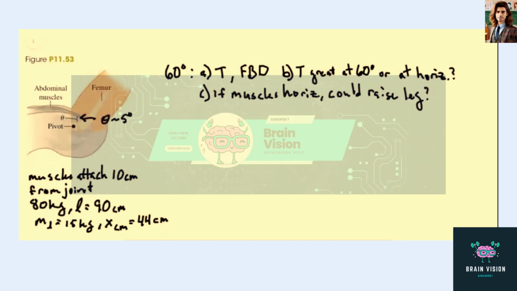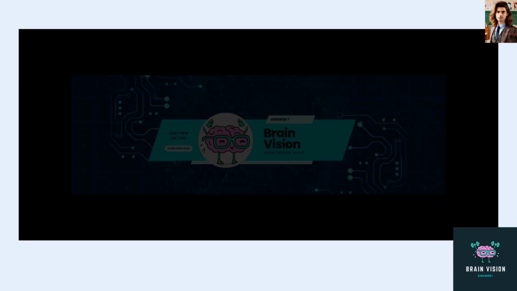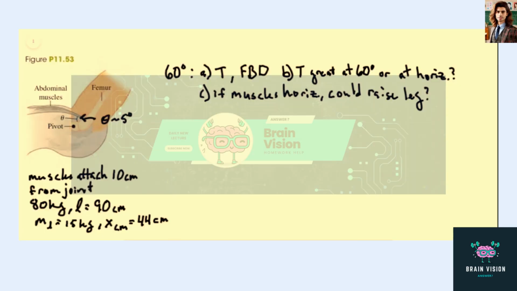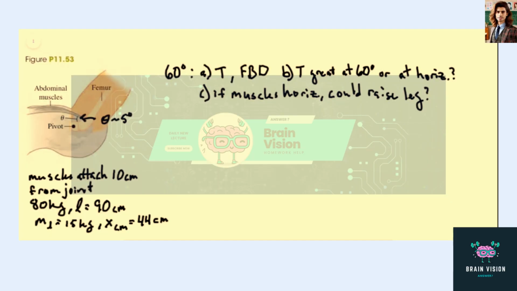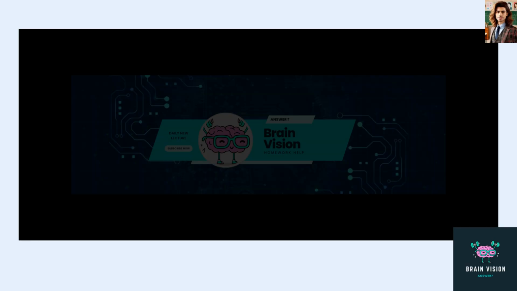Problem 11.53 is about leg raises. So we have a simplified model of the musculature involved with raising one's leg while you're lying down. The abdominal muscles are roughly horizontal and join the femur at an angle of about 5 degrees when the leg is horizontal.